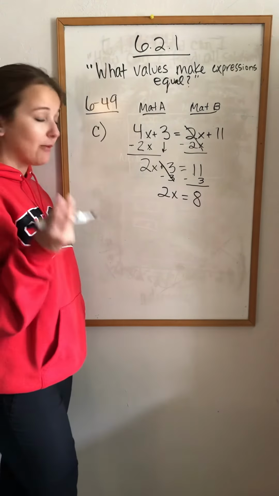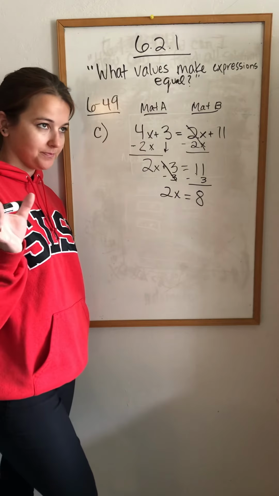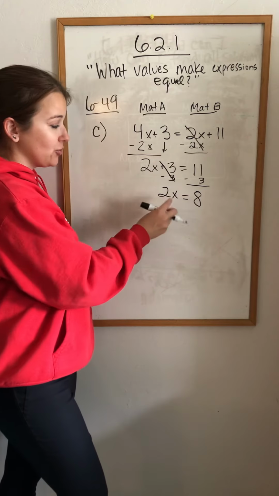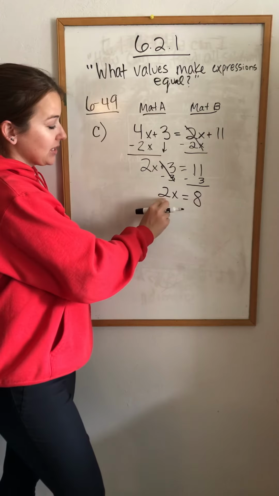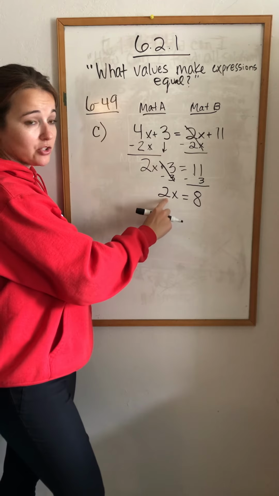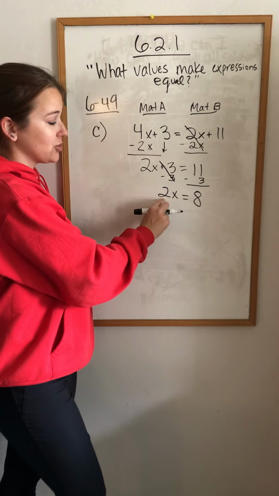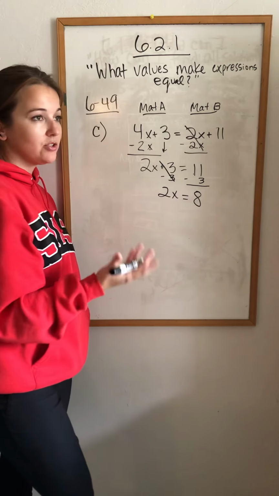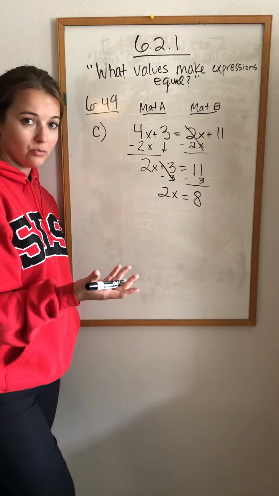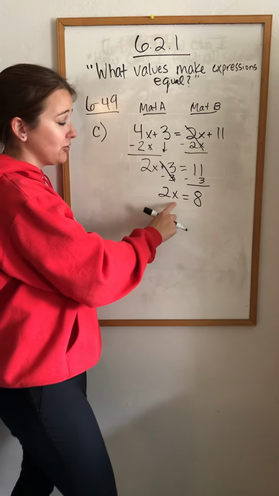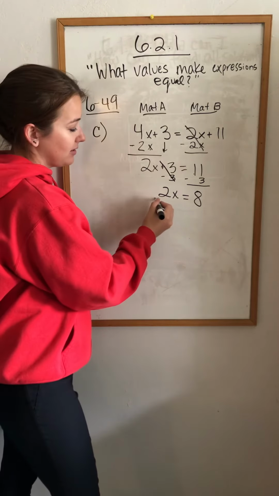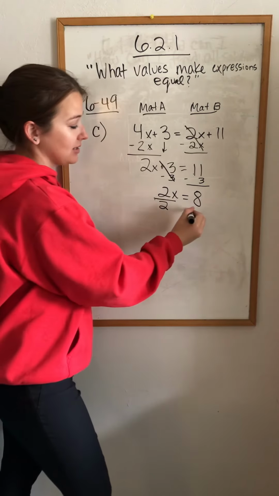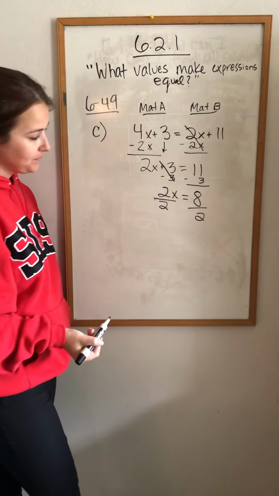Now, I want X all by itself. In order to get X all by itself, I need to do an operation here. Here's my original operation: 2 times X. This means 2 times X. It's just an invisible multiplication symbol right here. So in order to undo multiplication, we divide. Because I want to undo this, we're going to divide by 2 on both sides, because it has to be equal on both sides.